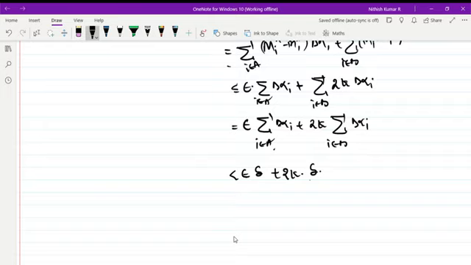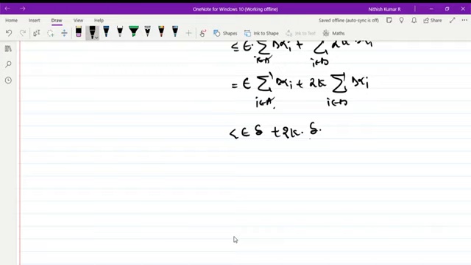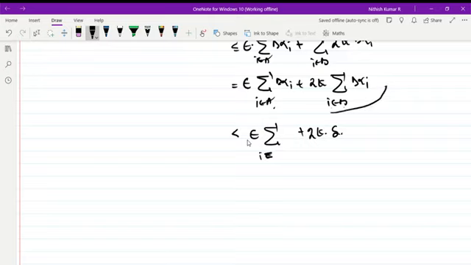I think we have made some mistake here. Wherever i belongs to B, the summation i belongs to B of delta alpha_i is less than delta. So let's write once again. So it is 2K times delta, because this quantity is less than delta.